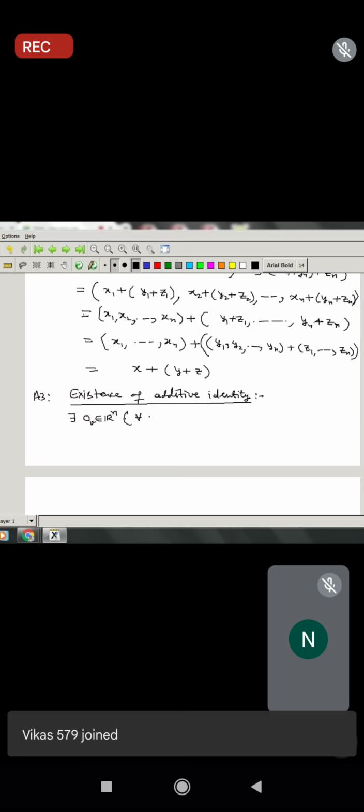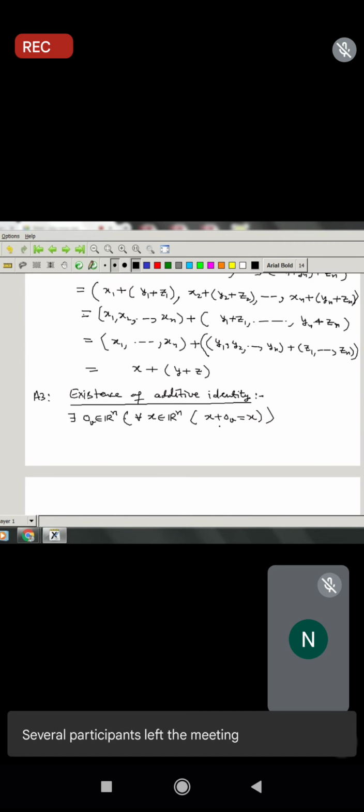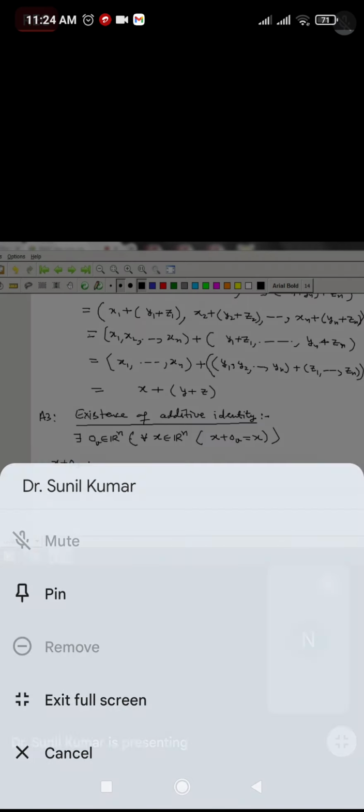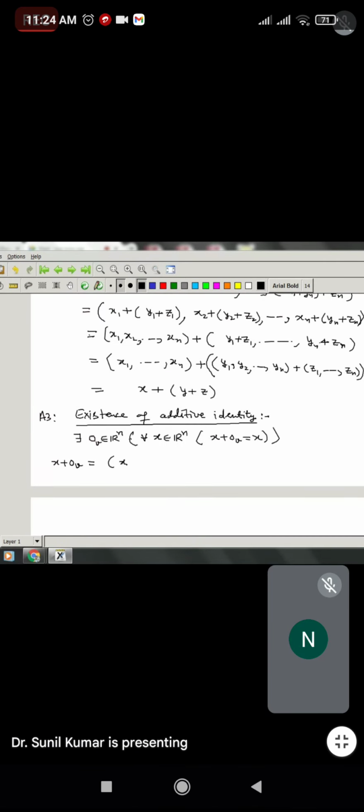Such that for all x belongs to Rn, x plus 0v is equal to x. Right. So this is the additive identity. But how can we prove this? We start with x plus 0v. What is our x? x1, x2, and so on.